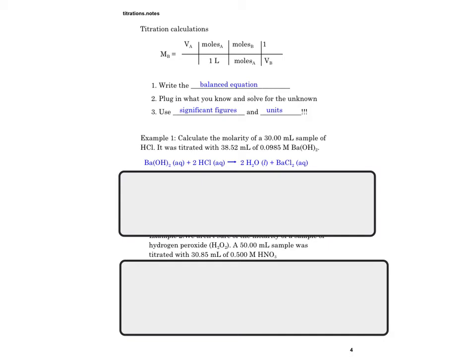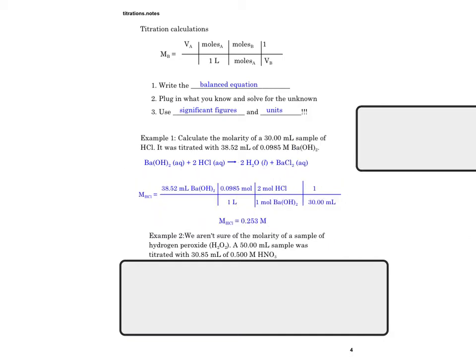So then I set up the stoichiometry. Take my volume of barium hydroxide and its molarity. Here are the mole ratios from the balanced equation. Divide by the volume of hydrochloric acid. Note that I don't have to convert to liters here because the milliliters end up canceling out. Plug in the numbers and I get 0.253 molar.